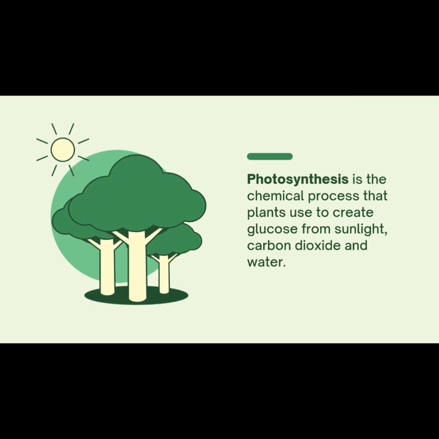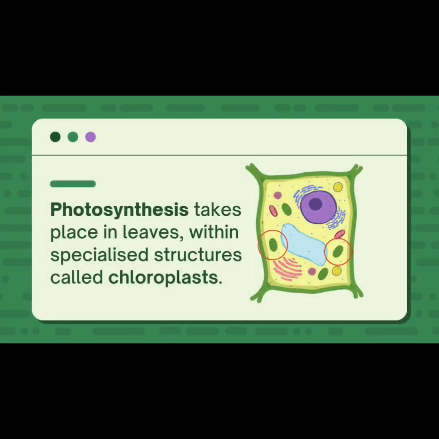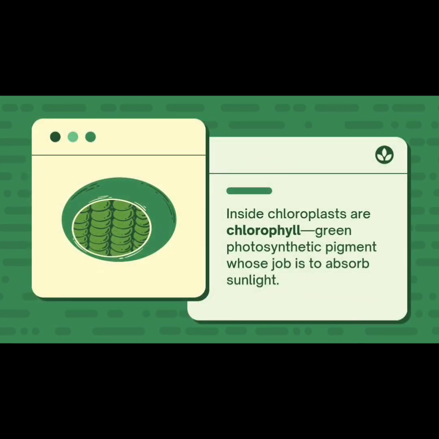Photosynthesis is the chemical process that plants use to create glucose from sunlight, carbon dioxide, and water. Photosynthesis takes place in leaves, within specialized structures called chloroplasts. Inside chloroplasts is chlorophyll, a green photosynthetic pigment whose job is to absorb sunlight.